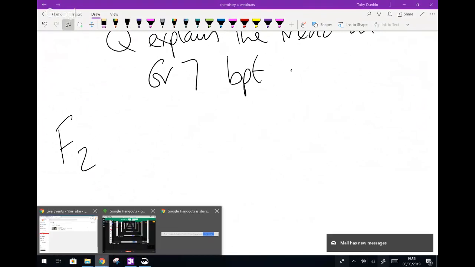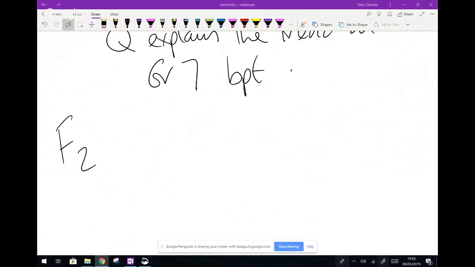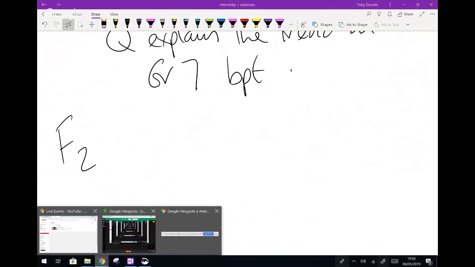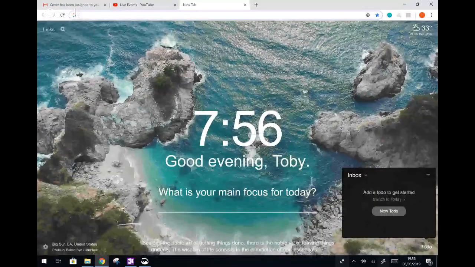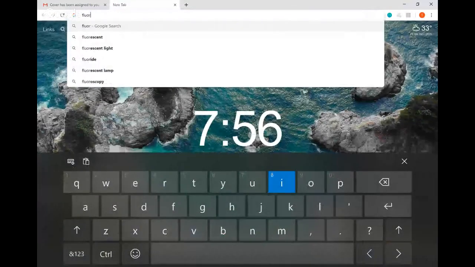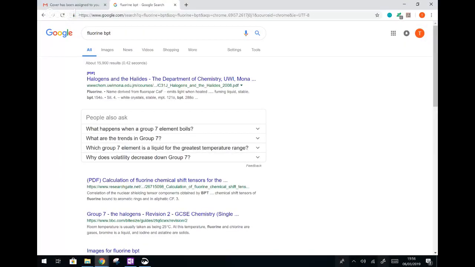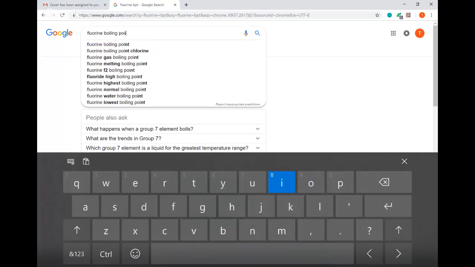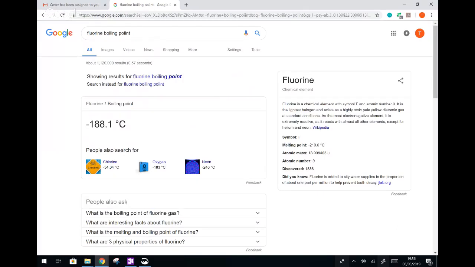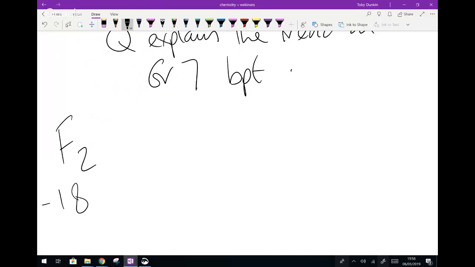Let's go to Google. I don't know what it's doing. That one. So I hate guessing. It's in the minuses by a mile. Fluorine BPT. I don't know if it's going to let me do BPT. It's so not going to. I hate that. I really wish it would. Fluorine boiling point. So, and it is minus 188. Chlorine. I'm going to say about minus 50.